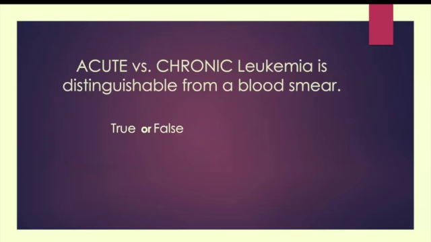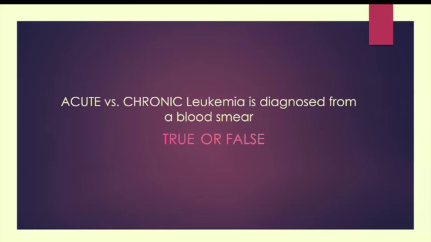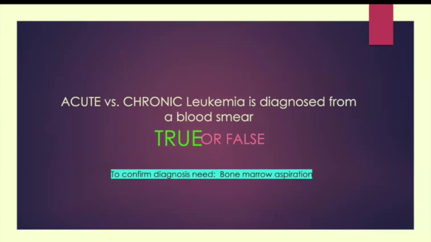So acute versus chronic leukemia is distinguishable from a blood smear. Is that true or false? I'm going to say true. Yes. But the diagnosis is through, let's see. I think there might be a question on that one. We just had that one, so true. To confirm the diagnosis, we need a bone marrow aspiration because that's where we would find it.